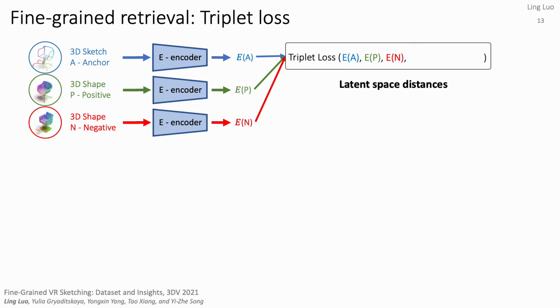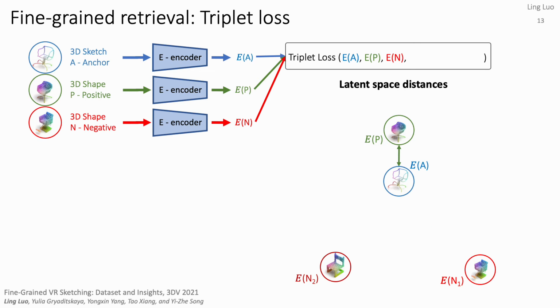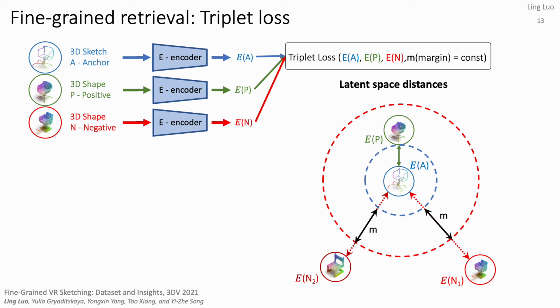Triplet loss ensures that, in the latent space, the distance between an anchor and the positive is smaller than the distance between an anchor and any negative samples, and the distance difference should be larger than a predefined constant margin value m.